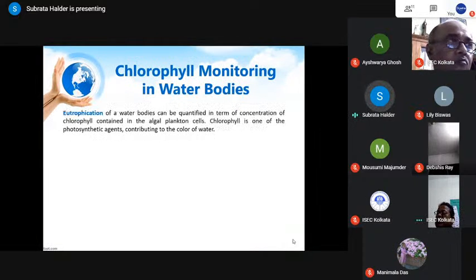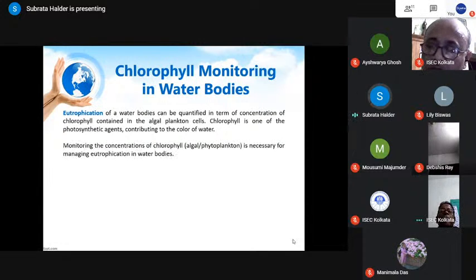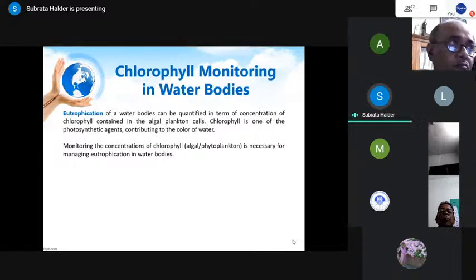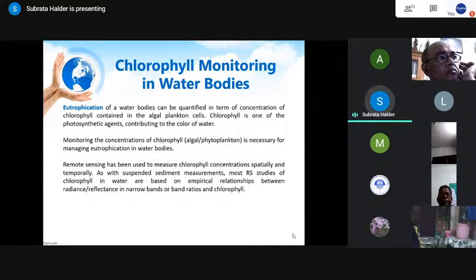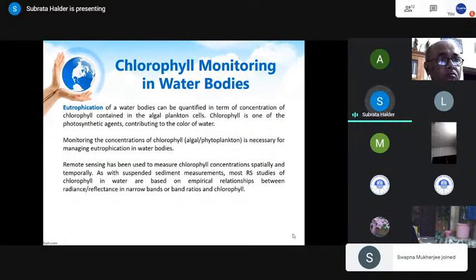Chlorophyll monitoring in water bodies. Eutrophication of a water body can be quantified in terms of the concentration of chlorophyll contained in the algal plankton. Chlorophyll is one of the photosynthetic agents contributing to the color of the water. Monitoring the concentration of chlorophyll, that is algae and phytoplankton, is necessary for managing eutrophication in water bodies. Remote sensing has been used to measure the chlorophyll concentration spatially and temporally.